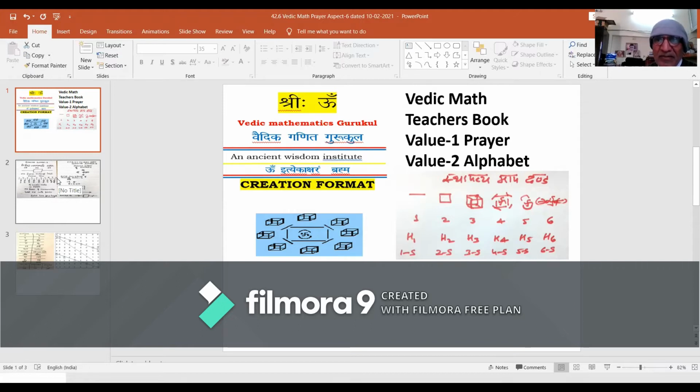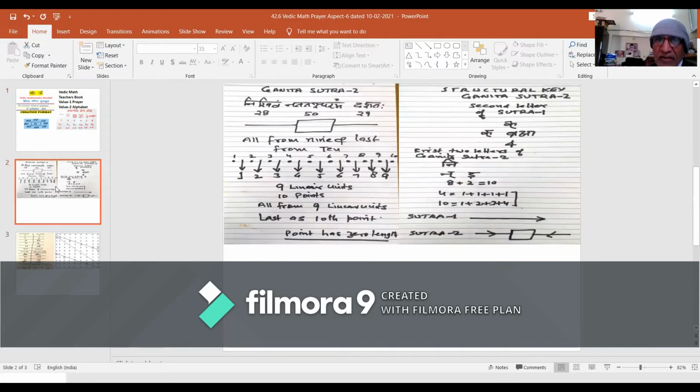We have seen in the previous session that Ganita Sutra-1 is the source sutra. This source sutra is a text availing 16 letters. Each letter of Ganita Sutra 1 is preserving a structural key in the sequence and order of Ganita Sutras 1 to 16.